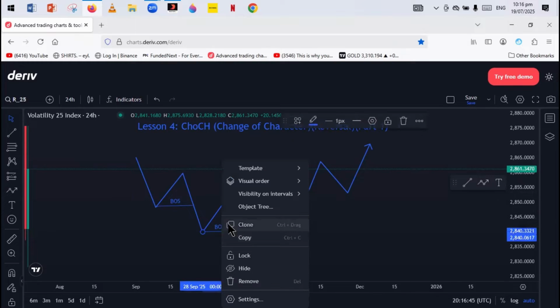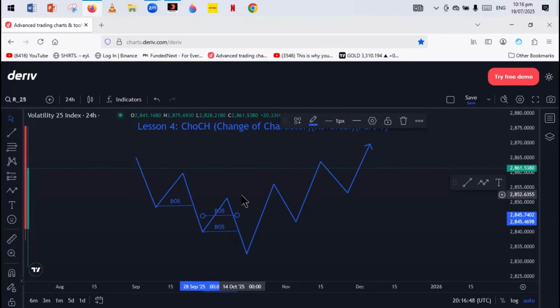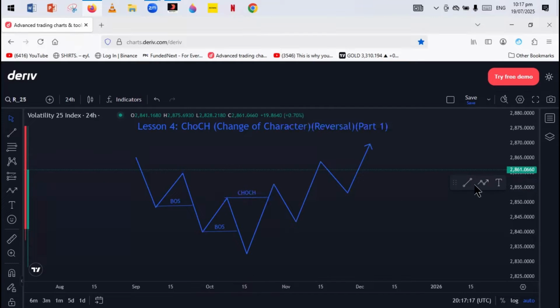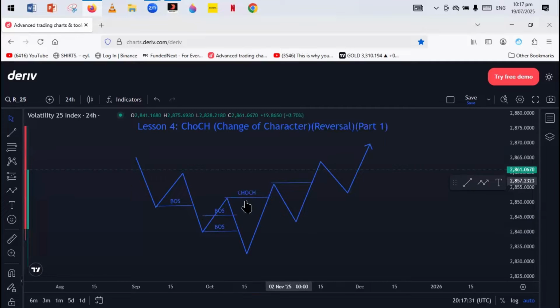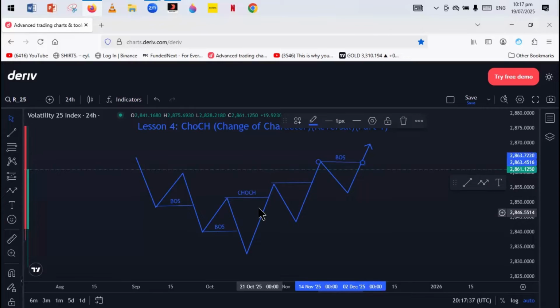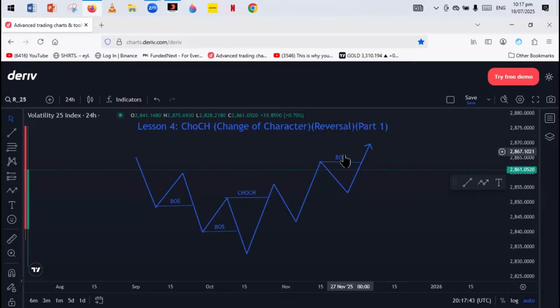However, when price breaks that lower high, that is what we call a change of character. Sign that price is now moving to the upside. Like that. It's a break of structure. So that is a break of structure. That is to indicate now price has reversed. Now it's forming structures to the upside.